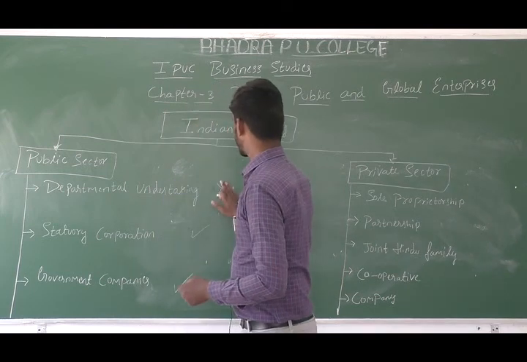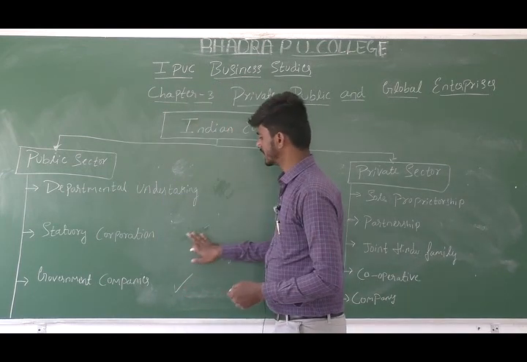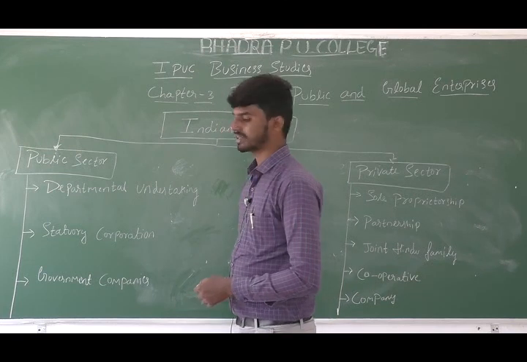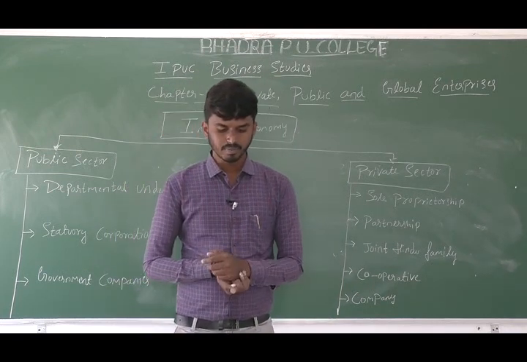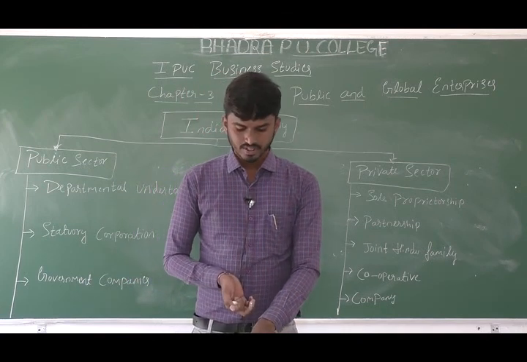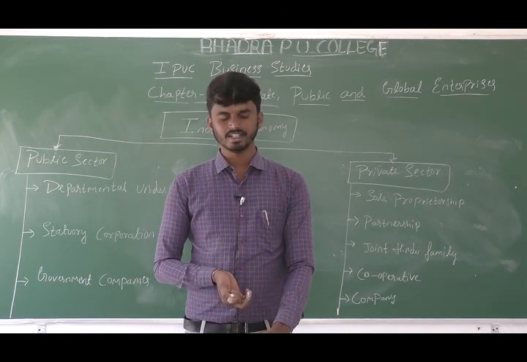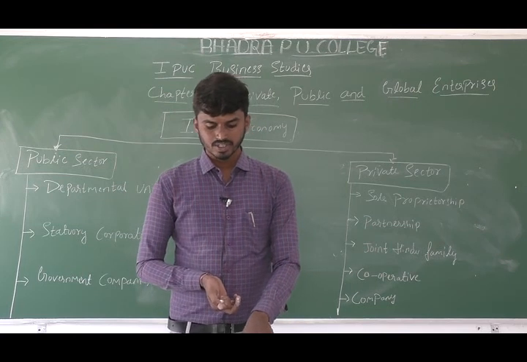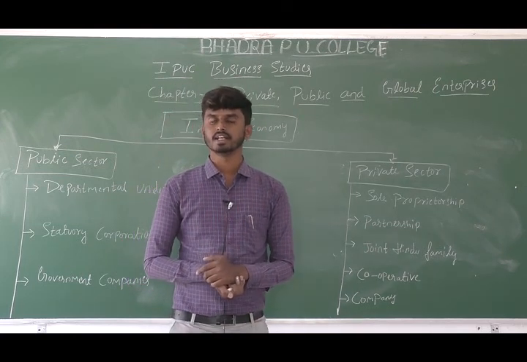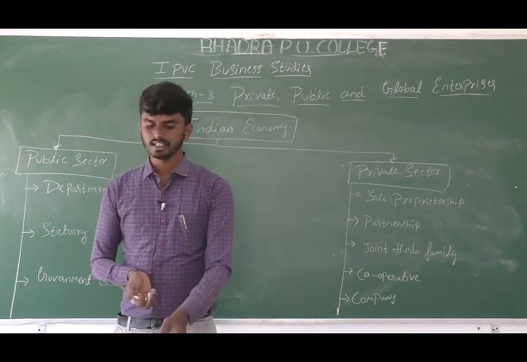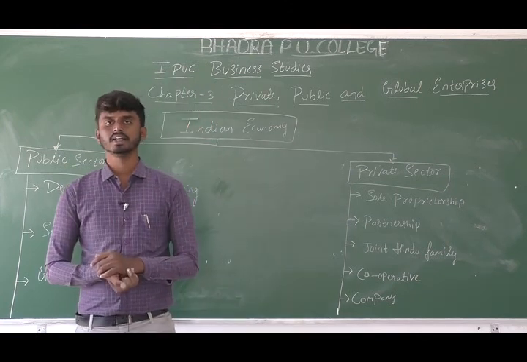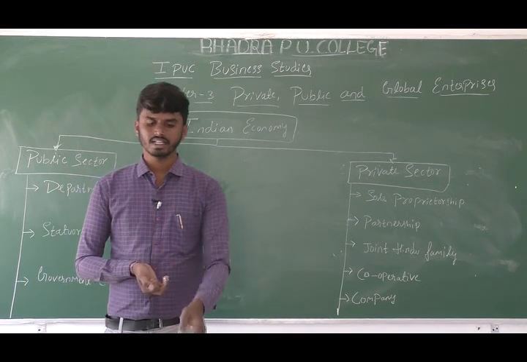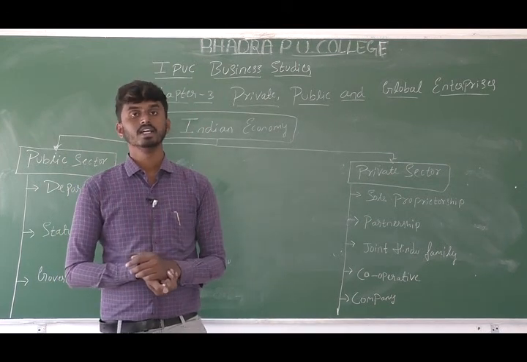But departmental undertaking does not have the separate legal entity, but statutory corporation and government companies have the separate legal entity. So it is said that a departmental organization cannot be sued, it does not have a separate legal entity. On the other hand, a government company can be sued because it has a separate legal entity. If you want to file a case against any third party, there must be the separate legal entity. With the help of the separate legal entity they can file a case against the third parties.